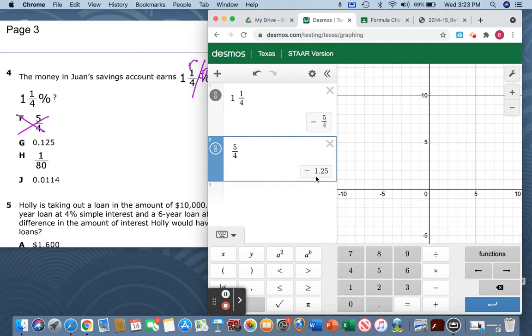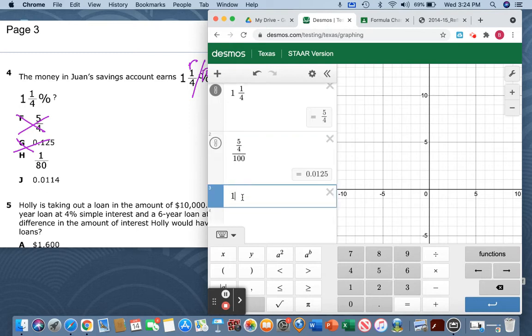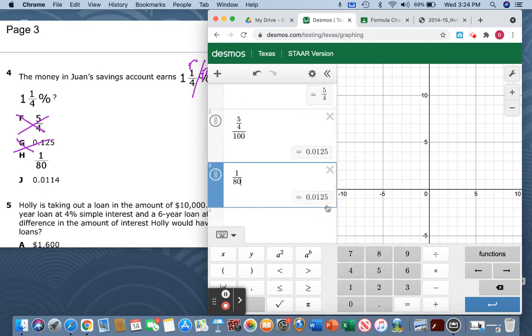Which value is less than? Oh. But can't we put this over 100? Because it's a percent. So let's put it over 100 because it's a percent. 0.0125. G is 0.125. That's bigger, right? Yes. I wonder what 1 over 80 equals. Oh, that's the same. Those are the same. So that one's out. So that just leaves us with J.